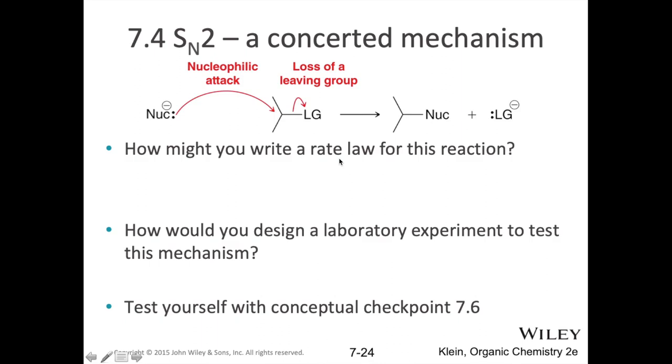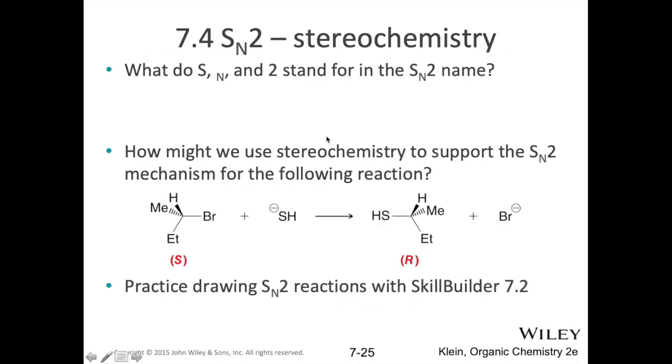So you would notice that the rate law for this would be first order with respect to both your nucleophile and your substrate. All right, so going back to that name SN2, the S and the N stand for nucleophilic substitution. Please note the convention here is to write the N as a subscript. So we have a nucleophilic substitution, and the 2, of course, refers to the fact that this is a bimolecular slow step. We have 2 molecules that are involved in that slow step of the reaction.